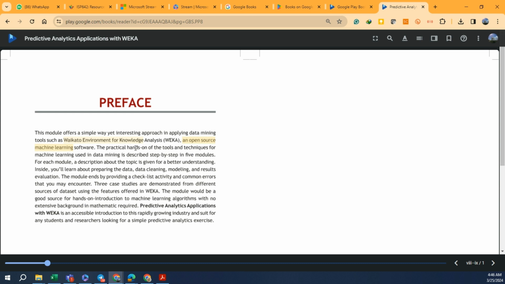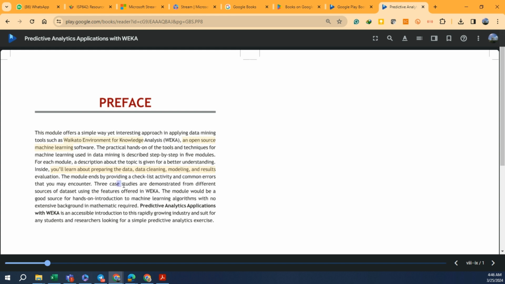The practical hands-on of the tools and techniques for machine learning used in data mining is described step by step in 5 modules. For each module, a description about the topic is given for a better understanding. Inside, you will learn about preparing the data, cleaning, modeling, and results evaluation. So bukan sekadar, it's the complete process for prediction actually. The module ends by providing a checklist activity and common errors that you may encounter.